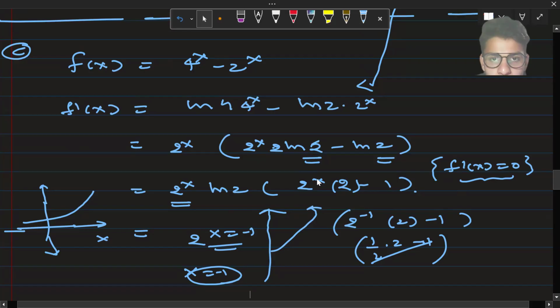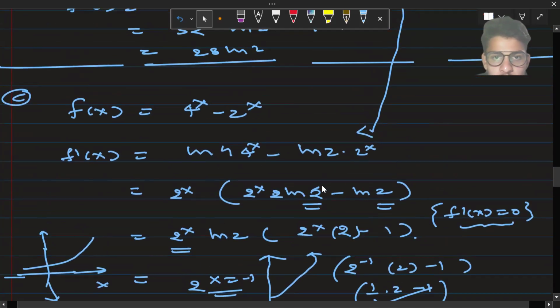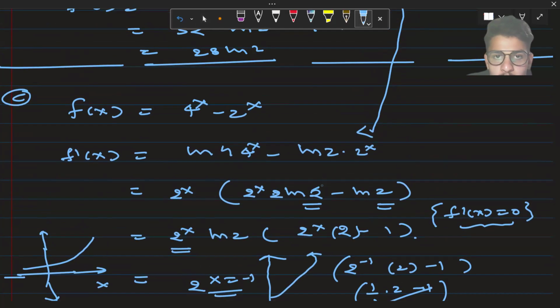Okay. When x is equal to minus 1, you will see that this function is 0. You can see here also, if I put 4 to the power minus 1 minus 2 to the power minus 1, this is the function, so it does not mean anything here. Here you need to check.